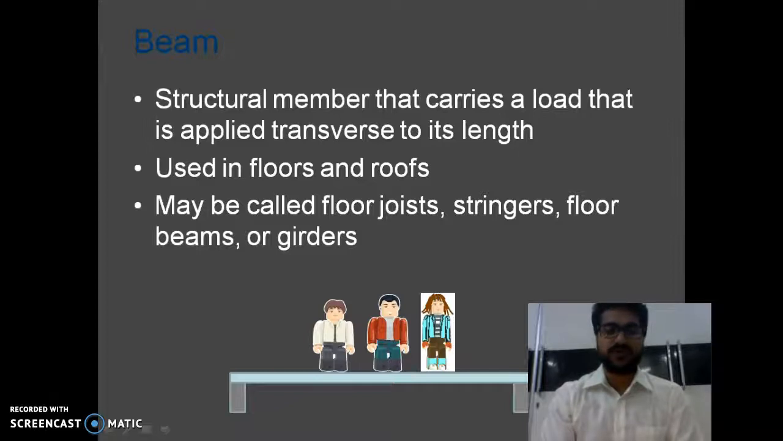floor beams or girders. In a diagram, I have plotted the same, in which a beam is supported on two columns, as you can see, and three persons are standing over there. The white guy, red guy, and the other girl standing over here represent nothing but a point load, as they are occupying a very small area, and their weight is acting as a load over the beam.